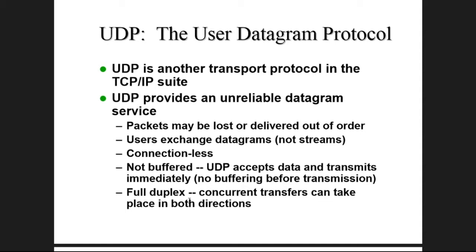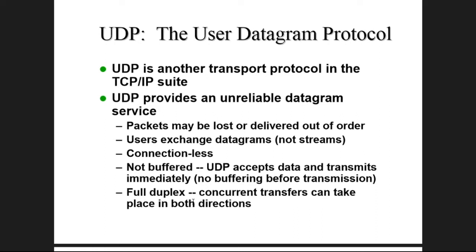So what are the points? UDP, the User Datagram Protocol, is another transport layer protocol. That is the first thing. The second thing is that UDP provides an unreliable datagram service. The data passed from sender to receiver is not reliable. You cannot rely on whether the data is received by the receiver properly or not. There is no acknowledgement system from the receiver to the sender.